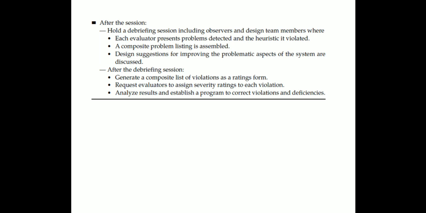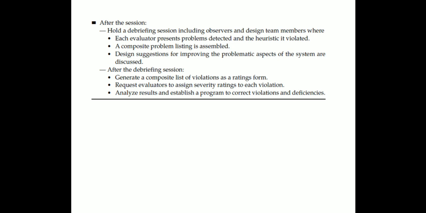So once the session is completed, all the evaluators' and observers' notes have to be compiled by holding a debriefing session, no more than 2 hours in length. Include all observers and the design team members and have each evaluator present the problems detected and the heuristics each violated, and then try to assemble a composite list of usability problems. Then discuss the design suggestions for improving the problematic aspects of the system.